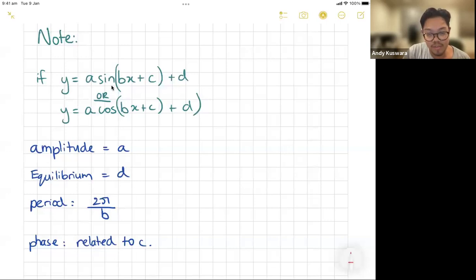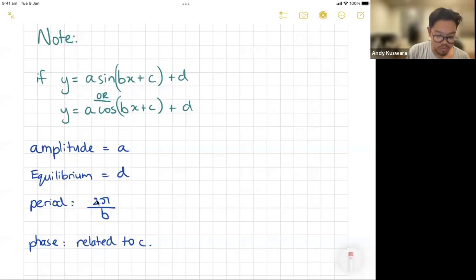You've got something out the front of your sine. You've got something in front of the x. You could have another term that's attached inside the bracket, and then you can have a final term on the outside. Whether it's sine or cos, these two are the same. So amplitude is whatever the coefficient of the whole thing is. Your equilibrium, where we shift up and down, is your last letter here, your D, which is just a vertical shift. So if I'm moving the whole graph up or down, that will be that.